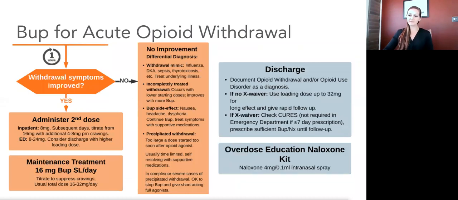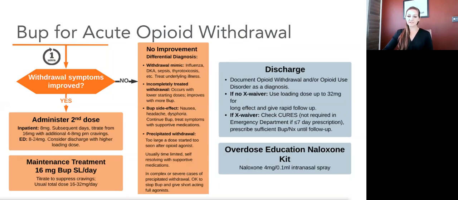Okay, so after they get that first dose, we wait about an hour and then we reassess and see if symptoms have improved. That first dose is a really good differentiator. It gives us a moment to pause and consider the differential diagnosis. So is there something else we're missing besides the withdrawal? Some other things that might mimic withdrawal are DKA, sepsis, flu, things like that. So that's definitely something to be aware of as you're managing this patient: if they are not getting better or they're getting worse, we need to stop and think about what other things could be causing this.